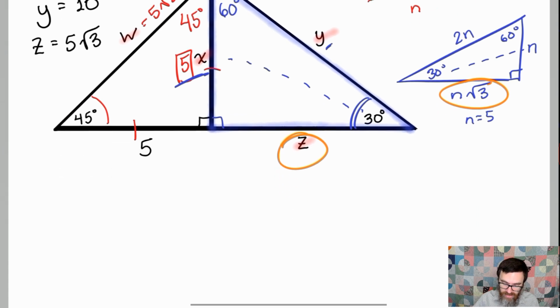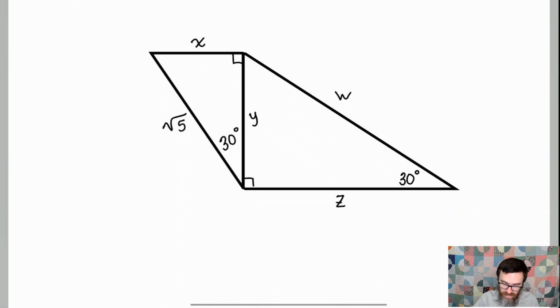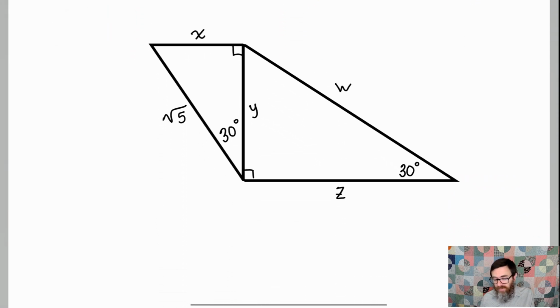All right, now let's look at the other example that we have. This guy looks kind of weird, but it's going to be very similar to the last one that we did.